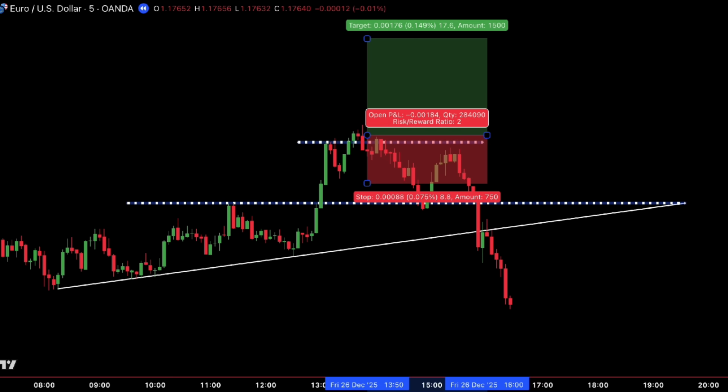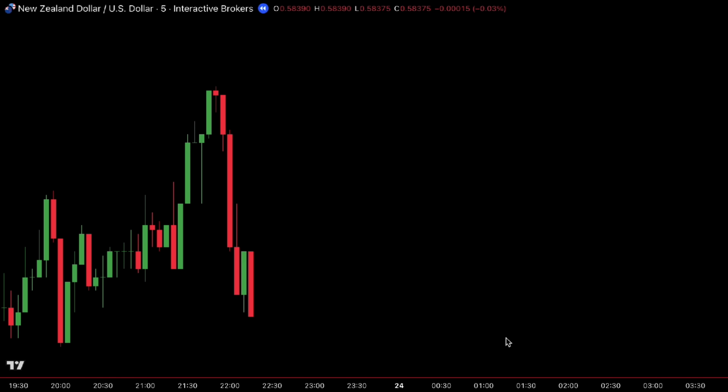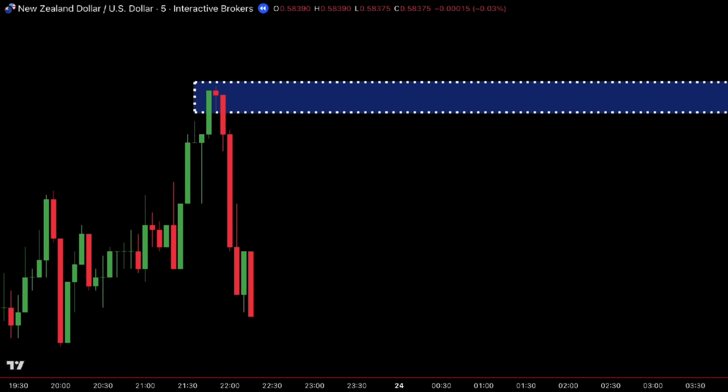The entry is triggered, price moves up slightly, just enough to give confidence, and then reverses. The market turns against the position and hits the stop loss. After taking that loss, you don't stop trading. Instead, you switch to another market. This time, we're on the New Zealand dollar-US dollar 5-minute chart. And almost immediately, you spot what looks like a strong supply zone. You mark the zone and wait.